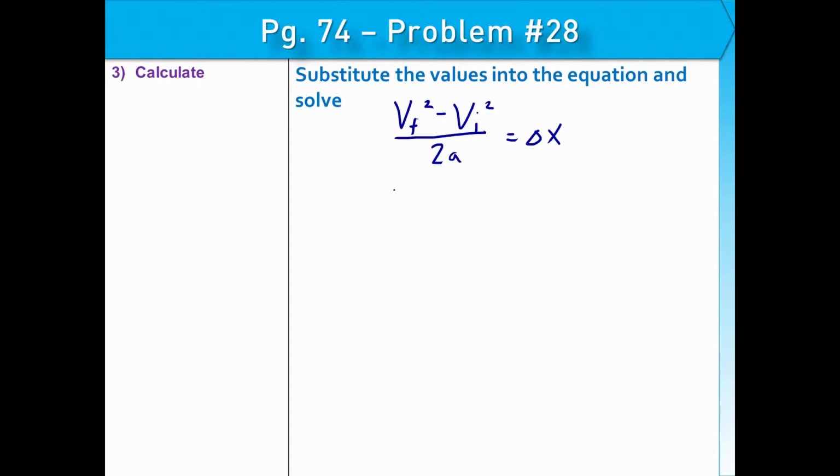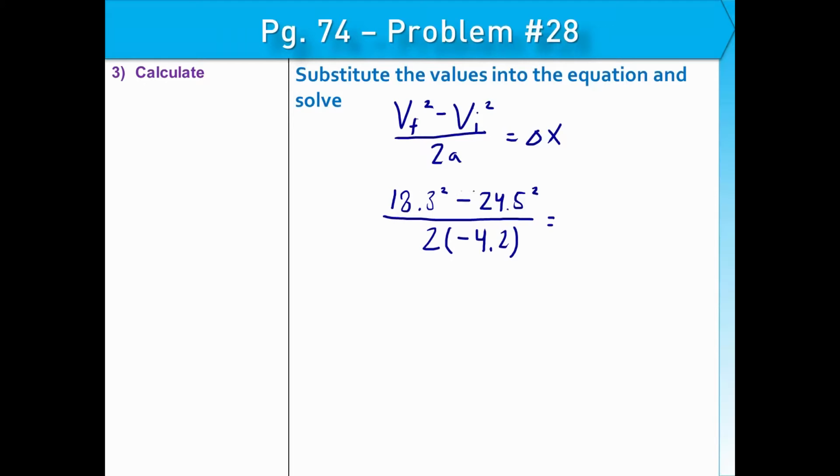I'm going to go ahead and plug in my values. The final velocity is 18.3 meters per second, so I'm going to put that squared, minus initial velocity, which is 24.5 meters per second, and I'm going to square that. Divide that all over by 2 times the acceleration. Remember, the acceleration was negative, so we have negative 4.2.